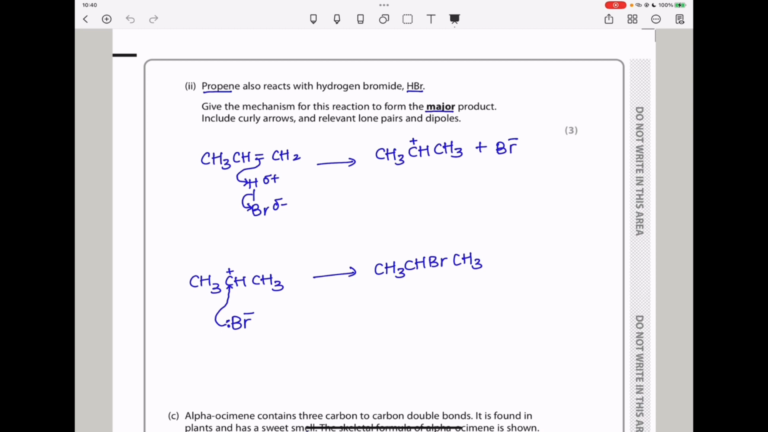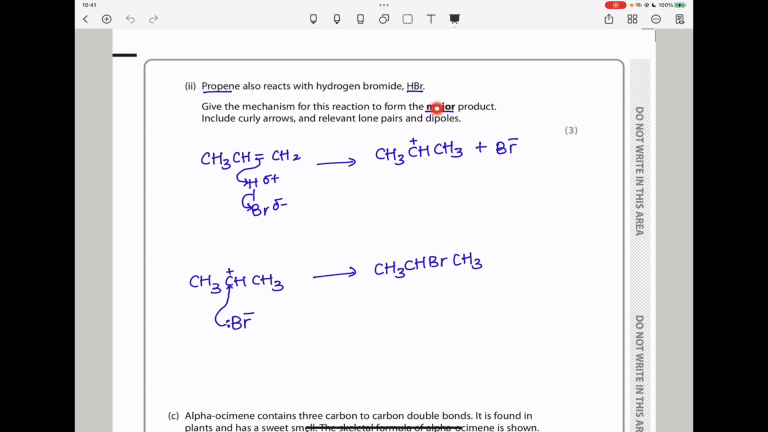Give the mechanism for this reaction to form the major product and include curly arrows and relevant lone pairs and dipoles. So hydrogen bromide, in this bond, we have a partial plus and a partial minus due to the electronegativity difference between Br and H. This bond breaks, forming a dative covalent bond between the carbon and this hydrogen, and then this bond breaks, leading to the formation of the bromide.